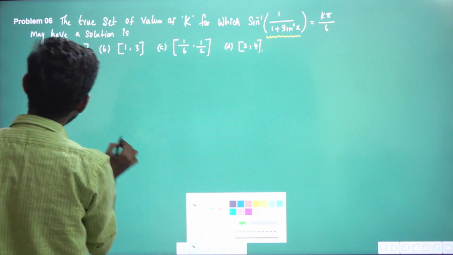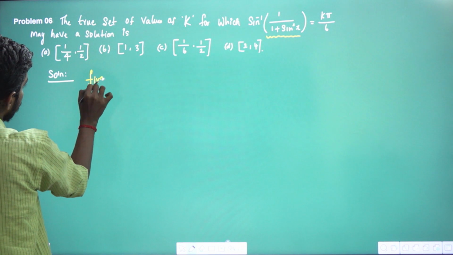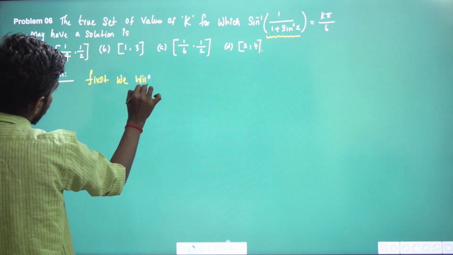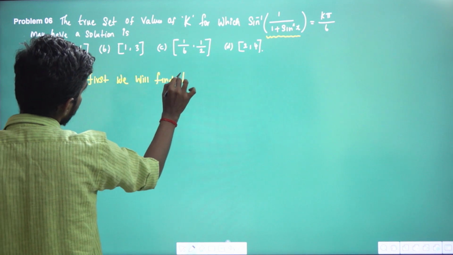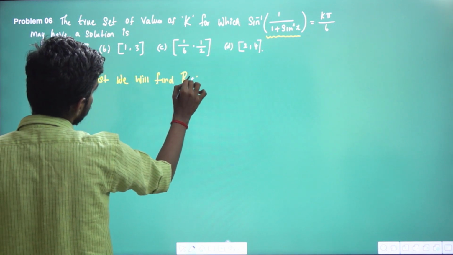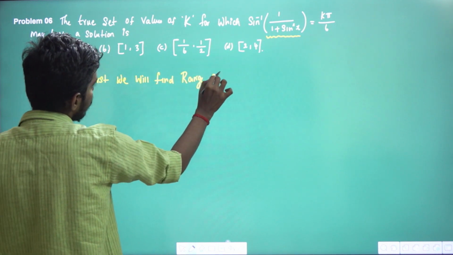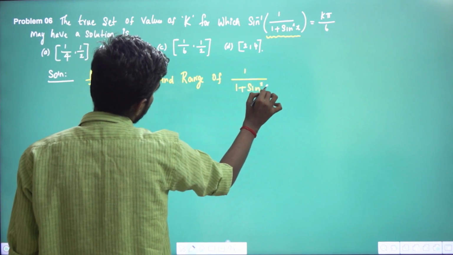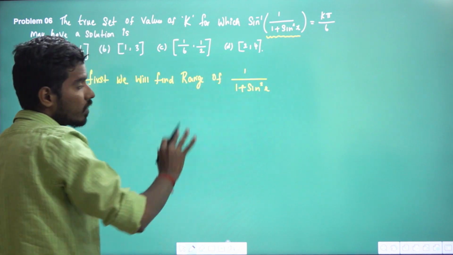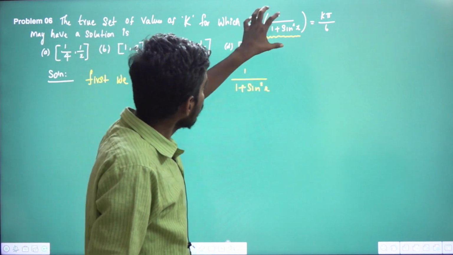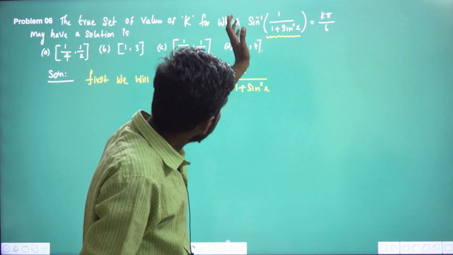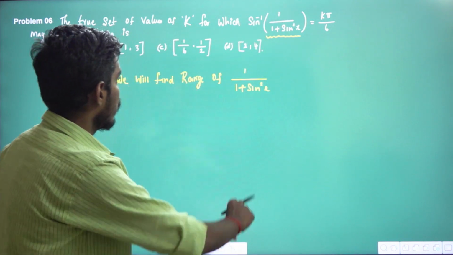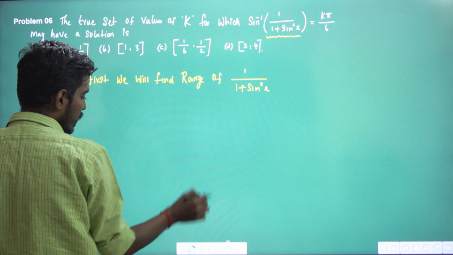So first we will find the range of 1 divided by 1 plus sine square x. Okay? So first we will try to find the range. Then all the output values will come, that is the input values for sine inverse of something. So we will try to find the range for this function.